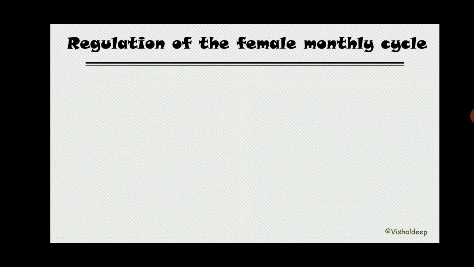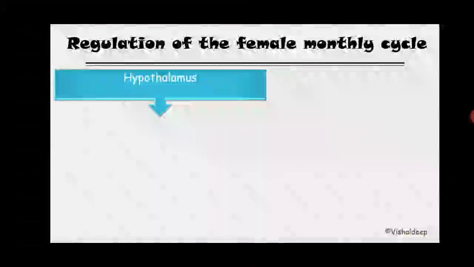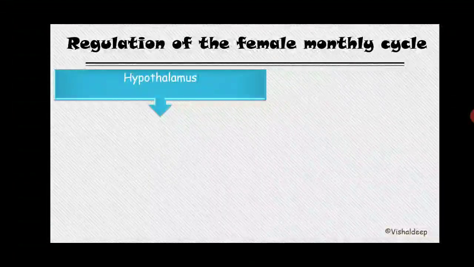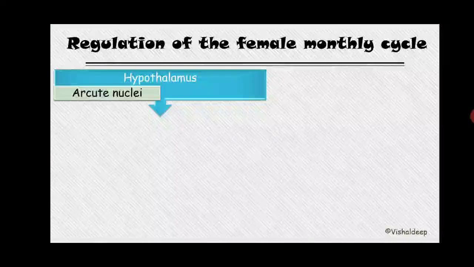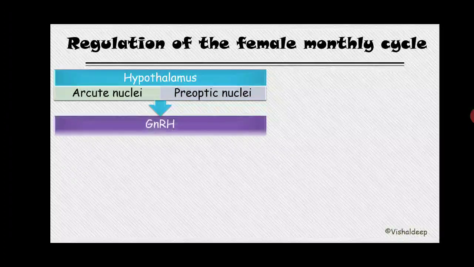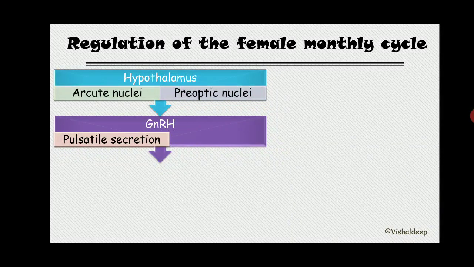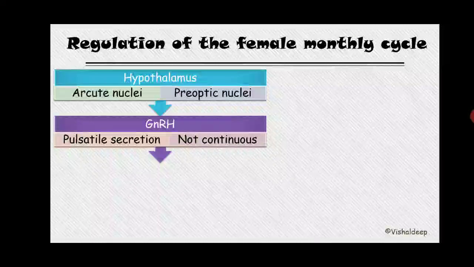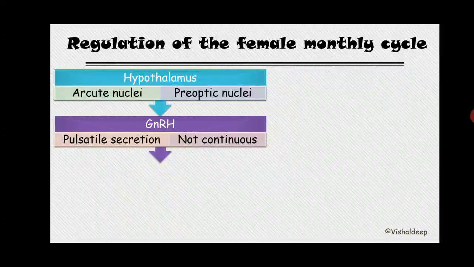Now the regulation of the female monthly cycle. The hypothalamus will secrete GnRH, basically by the arcuate nuclei or preoptic nuclei. It causes the pulsatile release of GnRH. The GnRH secretion is pulsatile. It is not continuous, and each pulse lasts for 5 to 25 minutes. Remember this, 5 to 25 minutes, and it occurs every 1 or 2 hours.